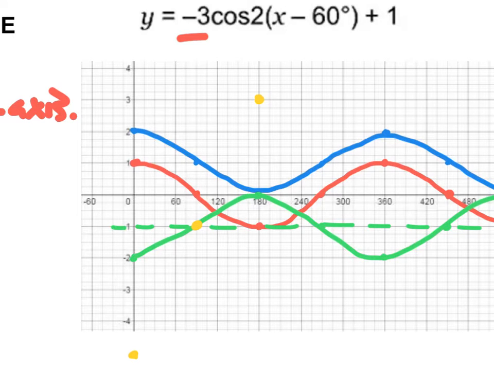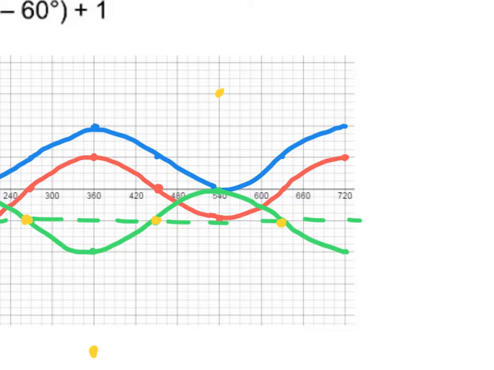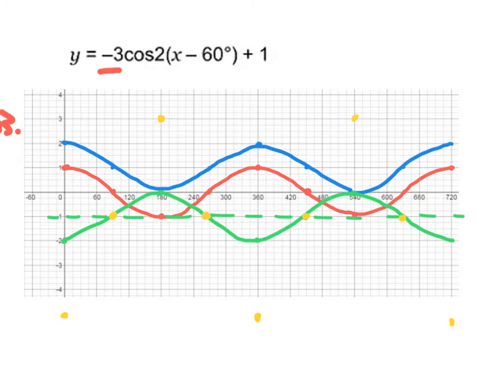This point's going to stay the same. This point's going to stay the same. This point is going to go down to 5. This one's going to go up to 3. This one's going to stay the same. This one's going to stay the same. And then this point is going to go down to 5. What that does, and remember, that makes the radius of our graph much bigger.